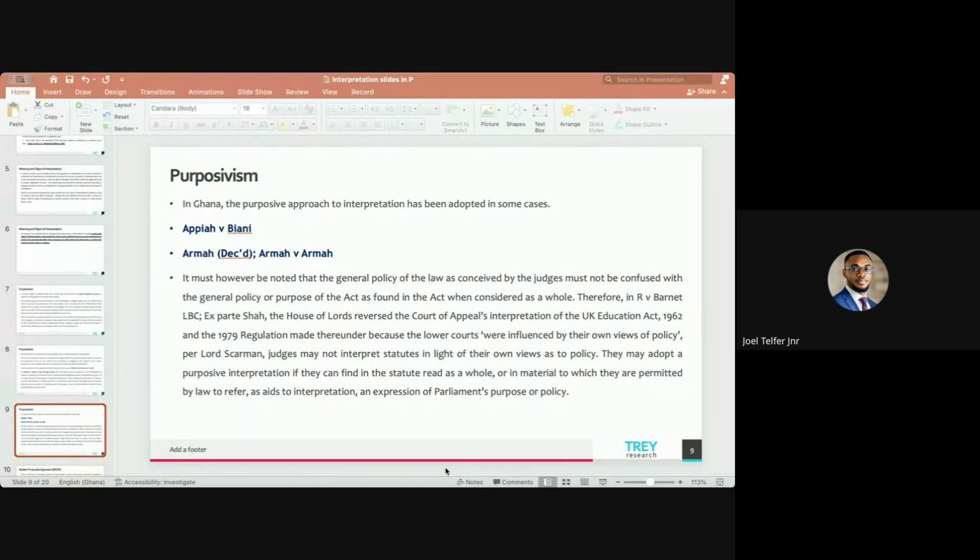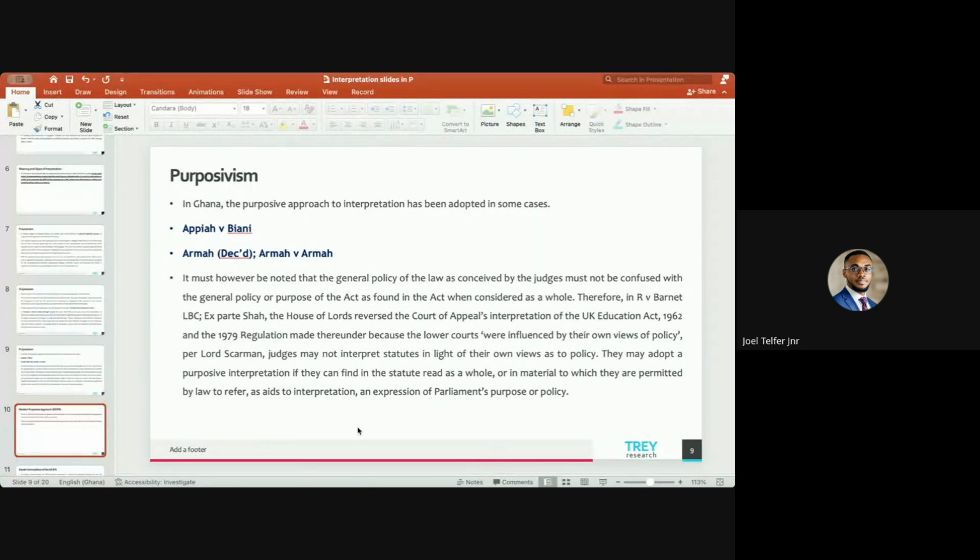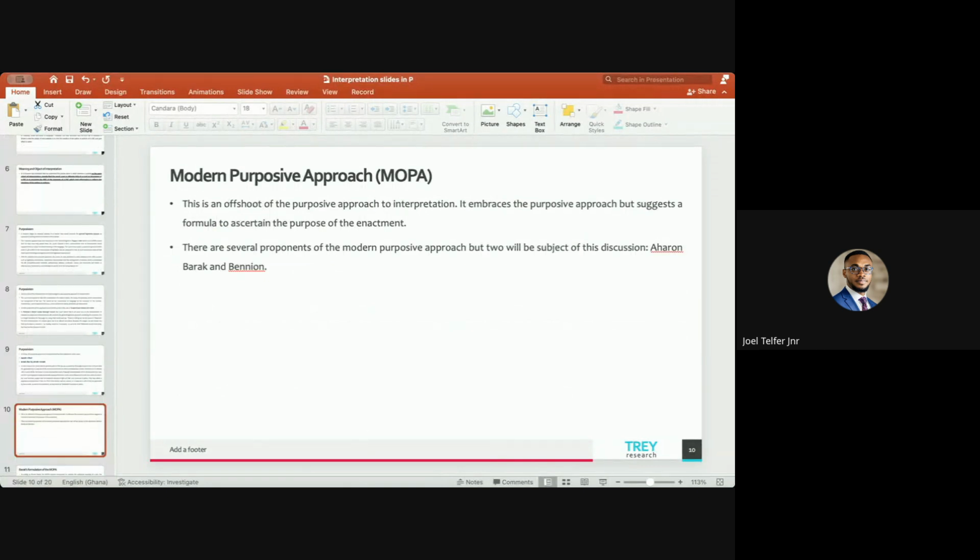Okay, so let's move on with the modern purposive approach to interpretation. So naturally, this is an offshoot of the purposive approach to interpretation. It embraces that approach, but it suggests a formula to ascertain the purpose of the enactment. So we're going to do a little bit of mathematics here, right? I'm not the most mathematically savvy person, but I think that we need a little bit of maths to be able to come to an understanding.